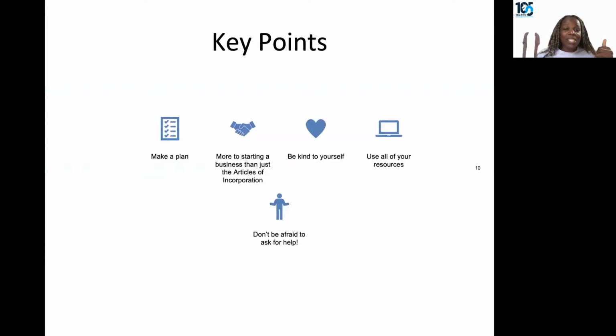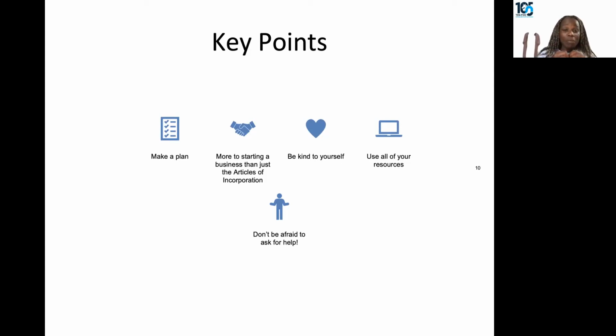So, some key points. Always make a plan. There's more to starting a business than articles of incorporation. I can't tell you how many people come to me and say, yes, I have a business. I've incorporated. What else have you done? Nothing. But I've incorporated, so I have an LLC. I can't tell you how many times I go to mixer networking events and people are so proud that they have an LLC and do absolutely nothing else. That is a wonderful start, but there's so much more to do.